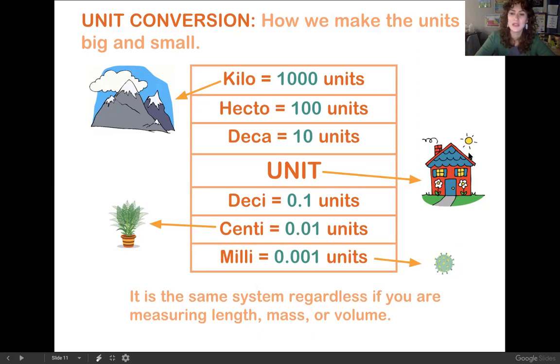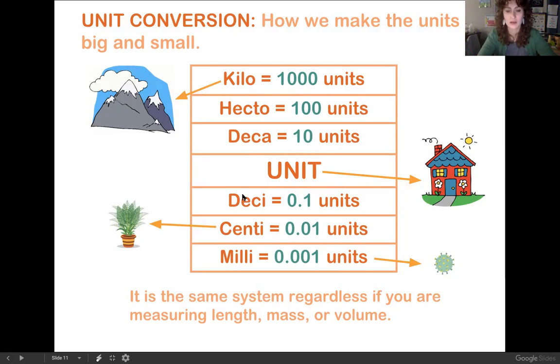So a meter would work for something about this size, but what if we're going bigger? What if we're measuring the distance between 2 cities, or if we're measuring the size of a planet? We wouldn't want to do meters. That's too small for that. So we can increase it to kilometers. So the prefix kilo means times 1,000 or 1,000 times bigger. We can also make it 100 times bigger, hectometers. We can make it 10 times bigger, decameters.